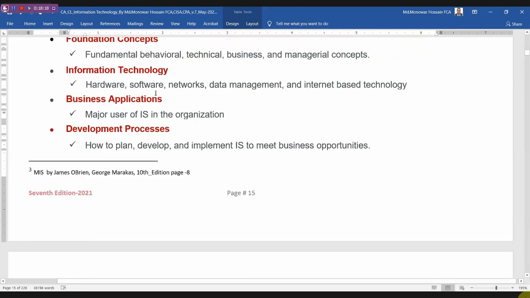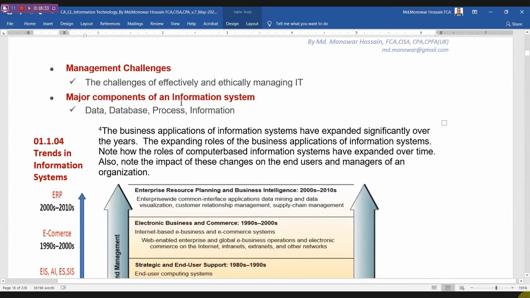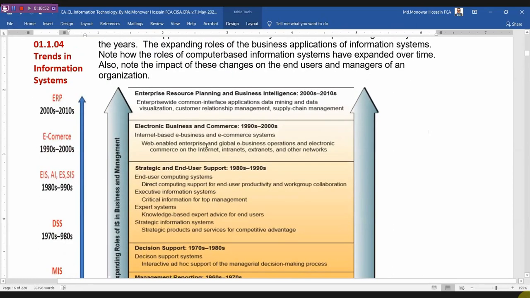So we know information technology here, and business applications, the major IS of the organization. The development process means how to plan, develop, and implement information systems to meet business opportunities. Management challenges are the challenges of effectively and ethically managing IT. The major components of an information system are data, database, process, and information. So here it is saying the trends in information systems, how it came about.